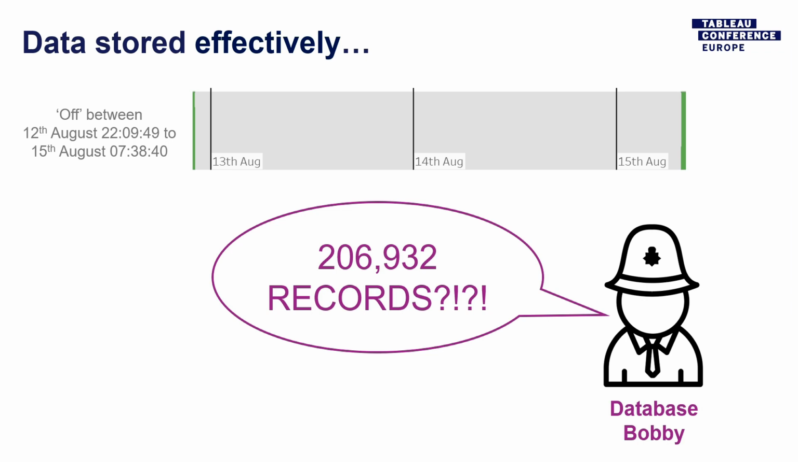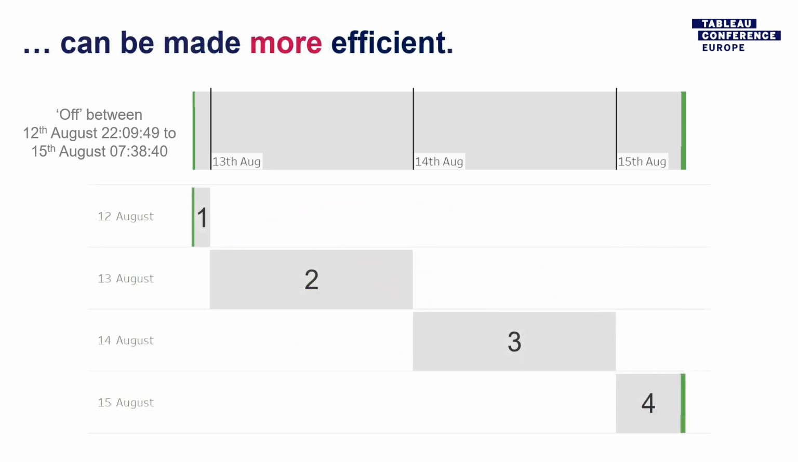We have to think back to the visualization that we were trying to build at the beginning. That was at a daily level. So we only need 4 rows for this because there are only 4 days that this device spans that specific state across.